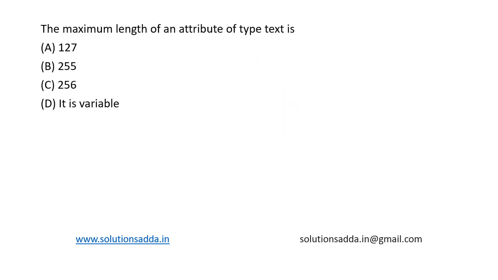This is a question from database. The maximum length of an attribute of type text is what? And 4 options are given: 127, 255, 256, it is variable. So the maximum length of an attribute of type text is variable. Therefore, the correct answer here is option D, it is variable.